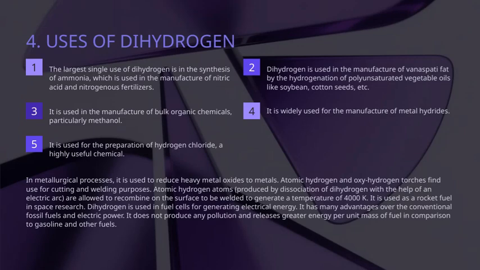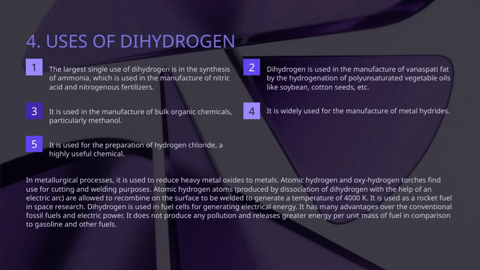Dihydrogen, or H2, is widely used in the manufacture of metal hydrides, which are important for hydrogen storage and other applications. It also plays a key role in producing Vanaspati fat through hydrogenation, where polyunsaturated vegetable oils like soybean and cottonseed oil are converted into solid fats. In metallurgical processes, dihydrogen is essential for reducing heavy metal oxides to their metallic form, enabling metal extraction. Atomic hydrogen and oxyhydrogen torches are used for cutting and welding metals.